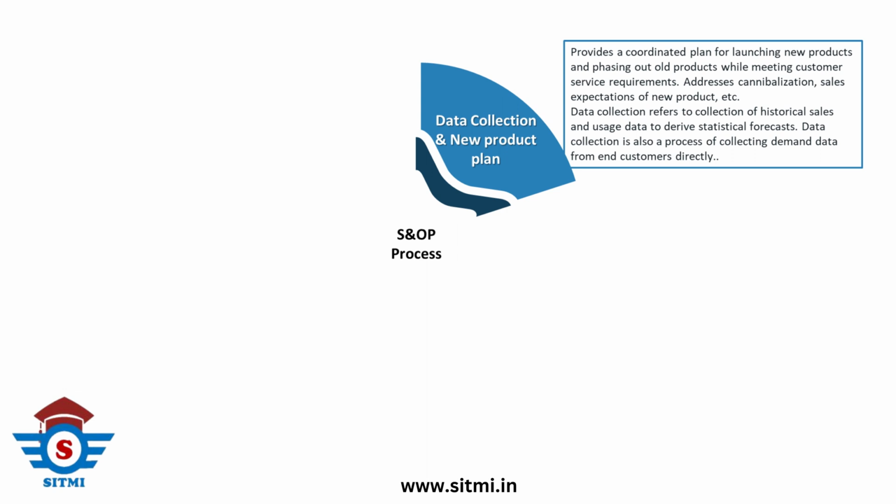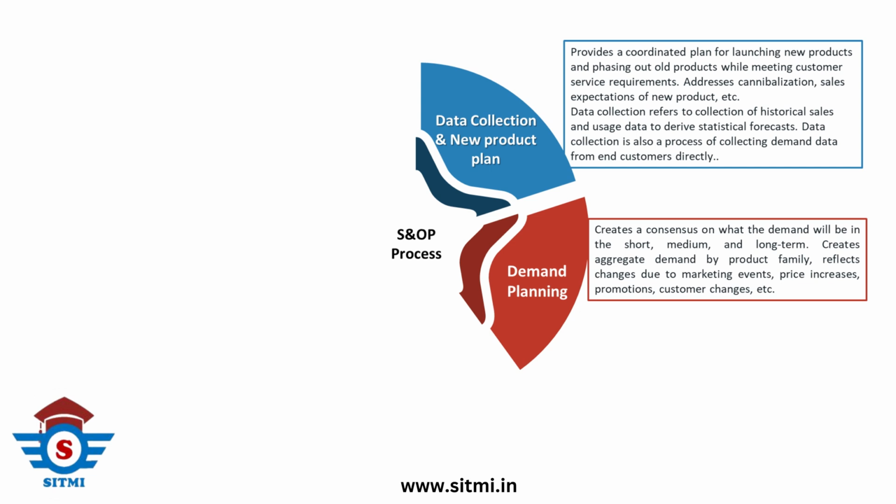Now the second step of S&OP is called demand planning. The demand planning process is done after collection of historical data and having plans for new products available from step 1. Demand planning includes statistical forecasting that is done based on the historical data, and then also a consensus on that statistical forecast in a short term, medium term or long term period.